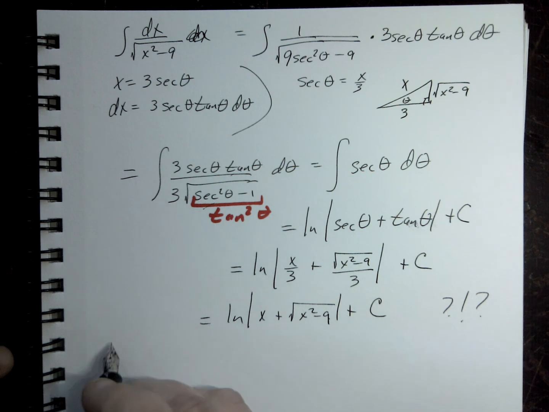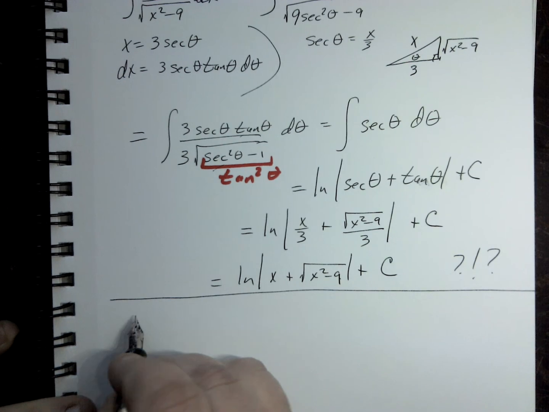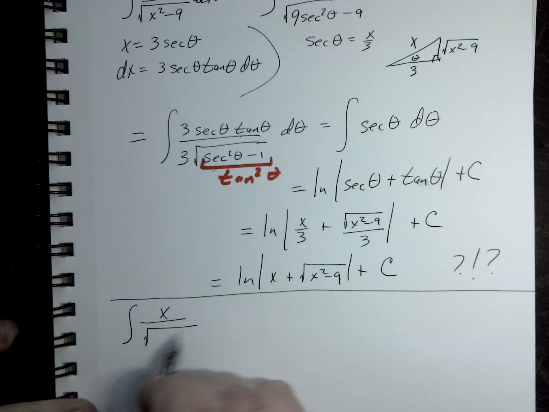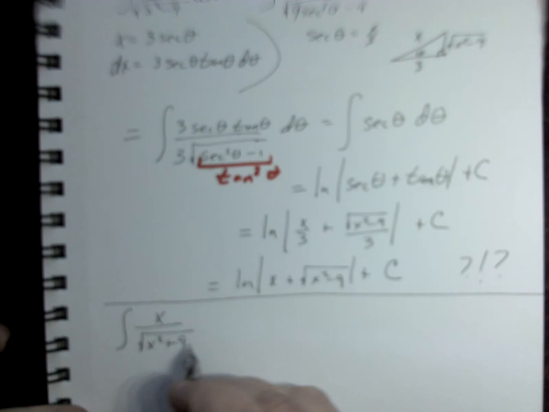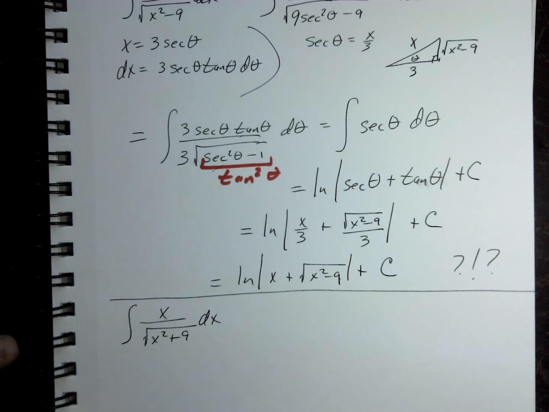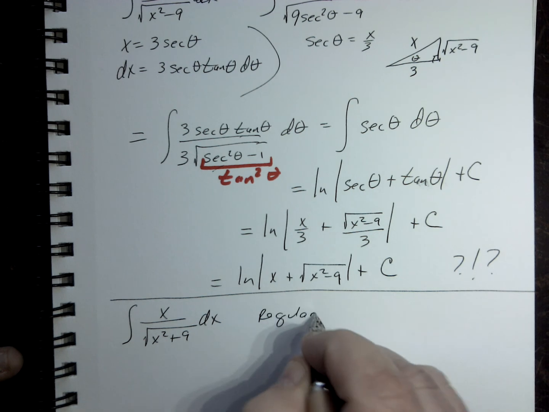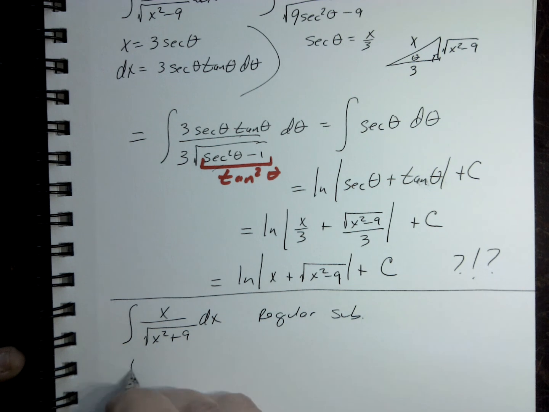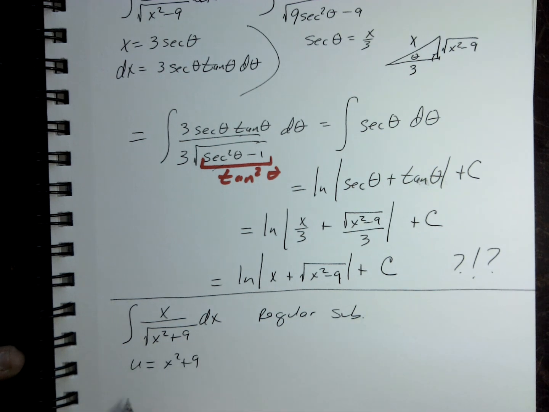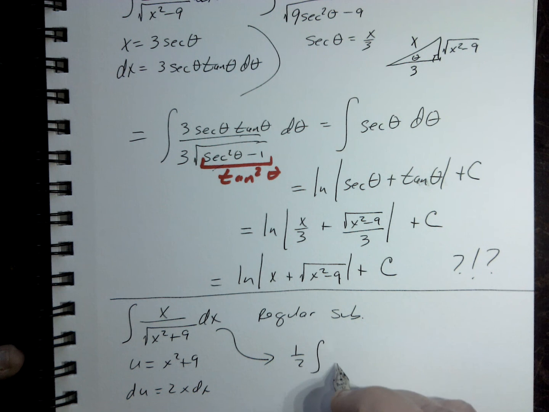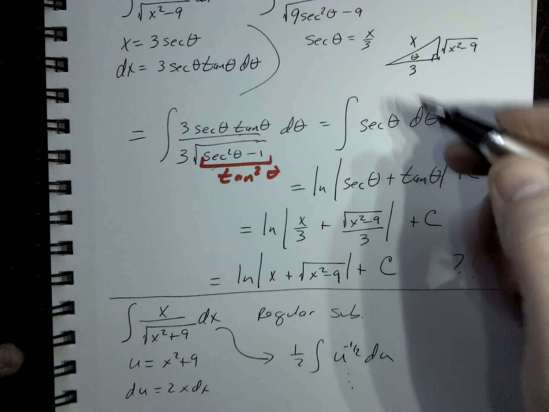Make sure you don't go trig substitution crazy. What I mean by that is, if you see something like the integral of x over the square root of x squared plus 9, don't go, oh, I'm going to do a trig sub. This is much easier if you do a regular substitution. You would let u equal x squared plus 9. du is 2x dx. This becomes 1/2 the integral of u to the negative 1/2 du. Much easier integral than going through all the trig stuff.